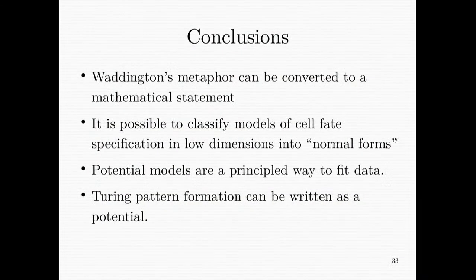Okay, so I'll skip this slide and just conclude and say that I've shown you how Waddington's metaphor can be converted into a mathematical statement, how it's possible to classify models of self-age specification into lower dimensional normal forms. I've tried to argue that these potential models are a principled way to fit data. And finally, I've talked a little bit about spatial pattern forming models and how you can reduce them to potentials. Okay, thank you very much.